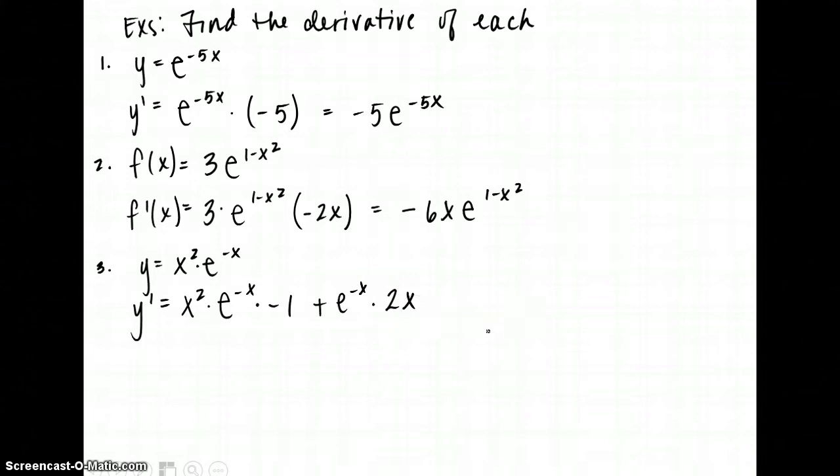Now, for these answers, you should get in the habit of noticing that both terms have e to the negative x in them, because the derivative of e always involves itself. So you should get in the habit of factoring that out, and then we would write the final answer for the derivative in factored form.